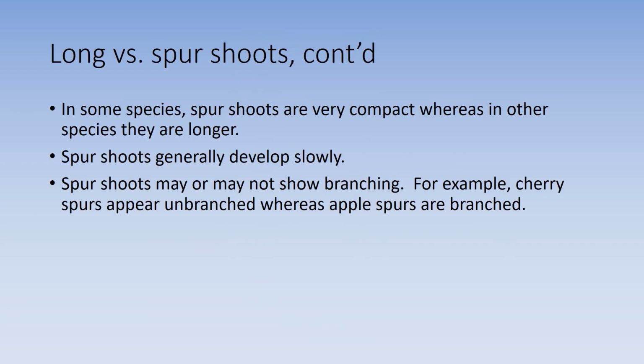In some species, spur shoots are very compact, whereas in other species they are longer. Spur shoots generally develop slowly. Spur shoots may or may not show branching. For example, cherry spurs appear unbranched, whereas apple spurs are branched.